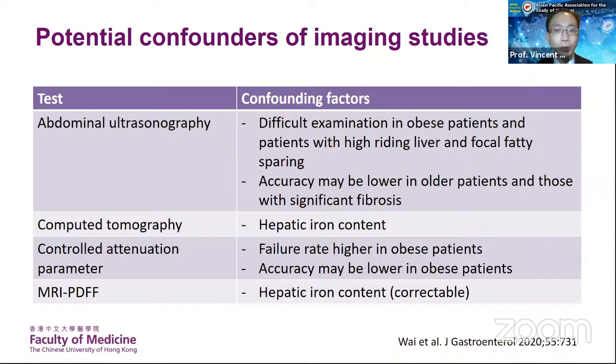Some studies also showed that the assessment of hepatic steatosis is less accurate in older patients and those with more severe fibrosis. Both CT and MRI are affected by hepatic iron content, though there are MRI techniques to correct for that reliably. Besides, hereditary hemochromatosis is rare in the Asian population, making this less of a concern. For controlled attenuation parameter, both the failure rate and accuracy may be lower in obese patients.